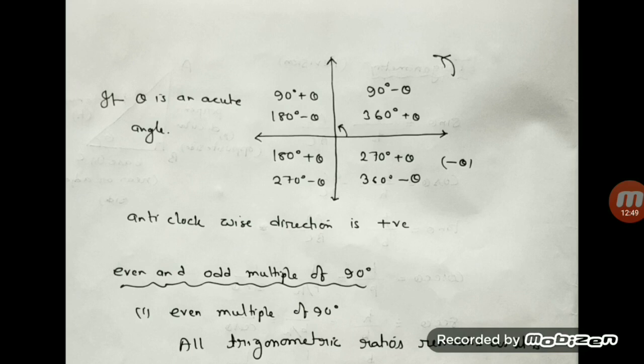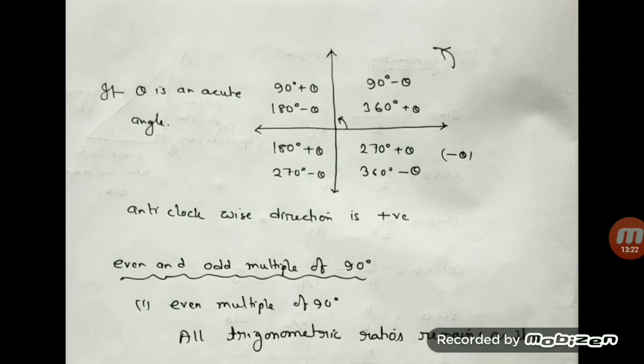Now you have to know the next thing, which is even or odd multiple of 90 degree. When you write down these angles, this is 90, this is 180, here suppose it is 360, 270, all these are multiples of 90. 90 can be written as 1 into 90, 180 as 2 into 90, 270 as 3 into 90, 4 into 90, like this. When you rotate, every angle can be written as a multiple of 90 plus or minus theta.